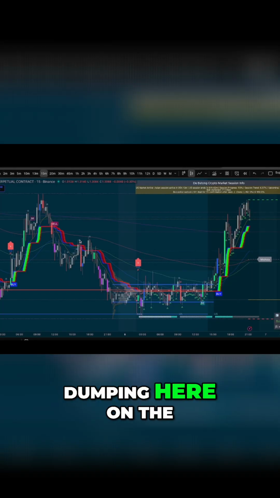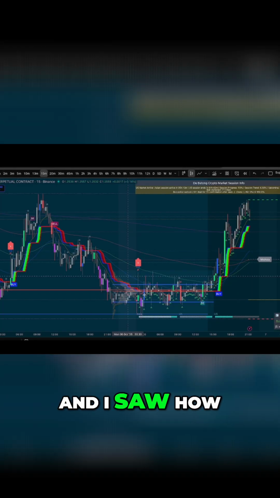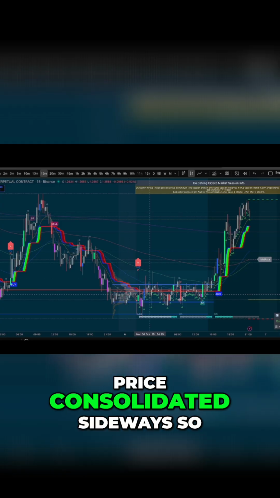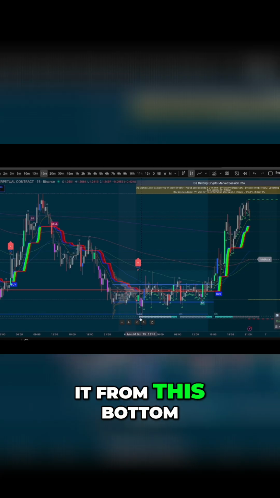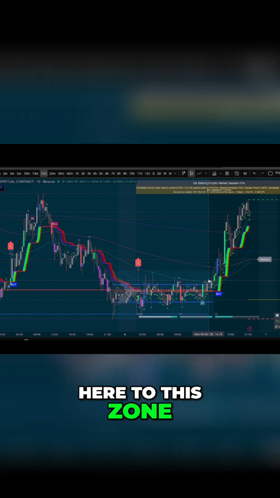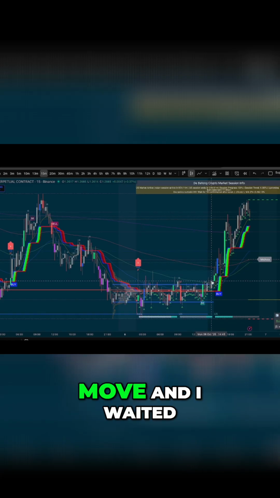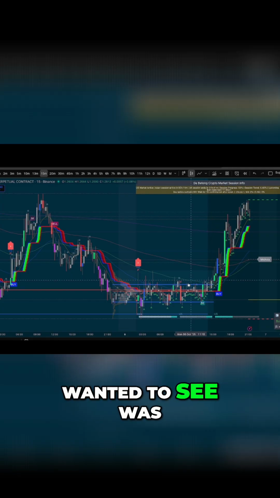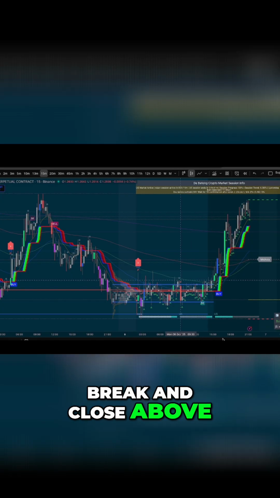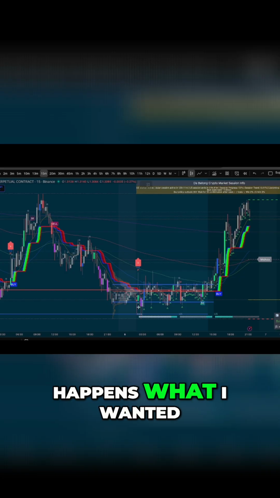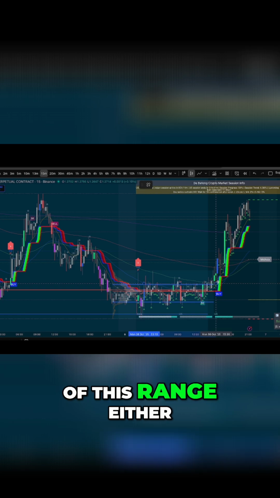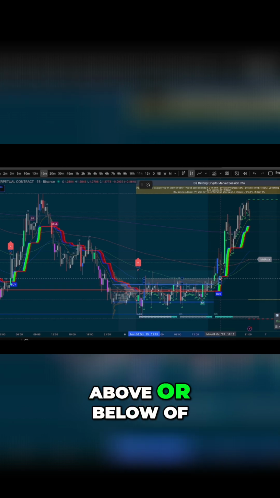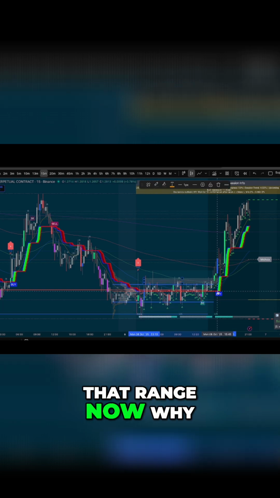Price was dumping here on the 50 minutes time frame, and I saw how price consolidated sideways. So what I did was I brought in the volume profile. I blocked it from this bottom here to this zone here, which is the top of this move, and I waited to see what would happen afterward. What I wanted to see was a break and close above this zone. Whatever happens, I wanted to see a full candle close out of this range, either above or below that range.